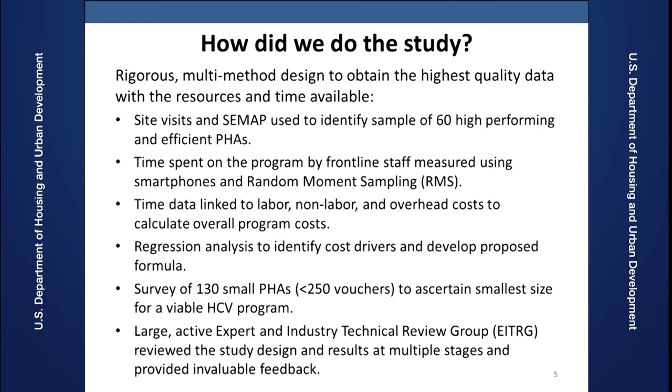We used site visits and CMAP data to identify the 60 high-performing and efficient agencies for the main study. We also recorded time spent on the program using smartphones and random moment sampling, which we'll talk about. We then linked the time data to labor and non-labor and overhead costs so that we could calculate overall program costs for each of the 60 agencies in the study.